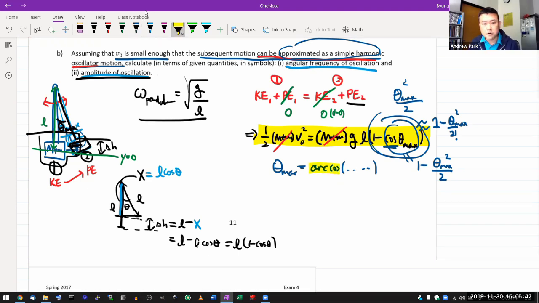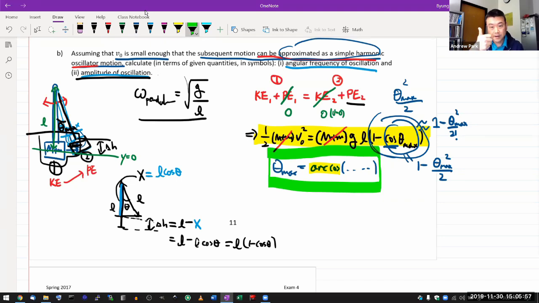I think at this point in this class, you are not expected to be super familiar with the Taylor expansion. So if you'd rather do this exact expression for theta max, which isn't wrong, then that's fine. I guess that's better than using just the leading term and then not getting an answer.